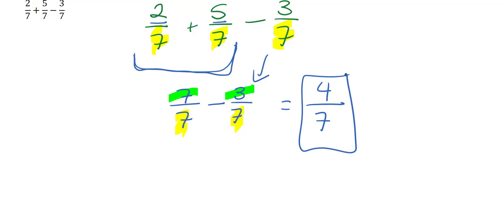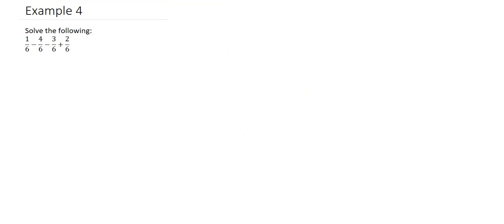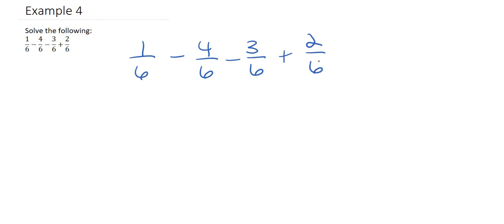Let's go ahead and look at the last example. So example 4. So now we have multiple operations here. So we have 1 over 6 minus 4 over 6 minus 3 over 6 plus 2 over 6. Well, we're going to work left to right. Right, this is how we do order of operations, right? If it's just adding or subtracting, we just start from the left.